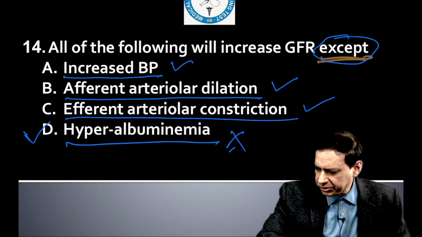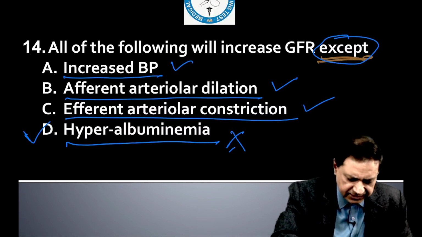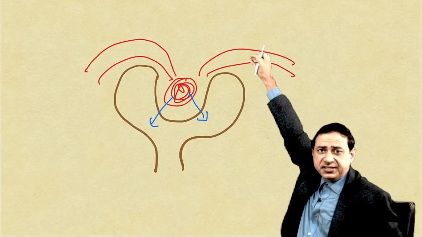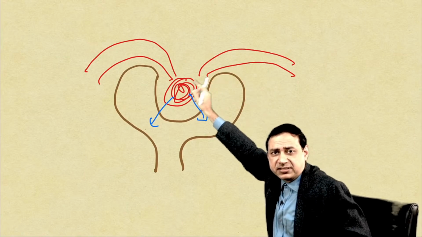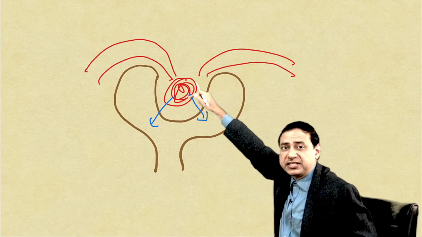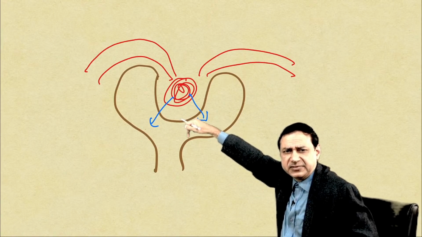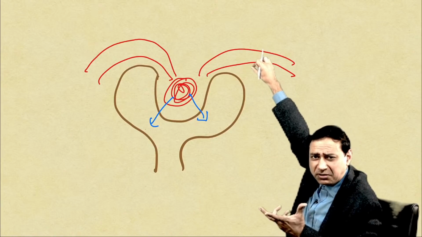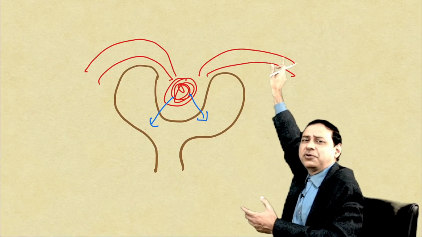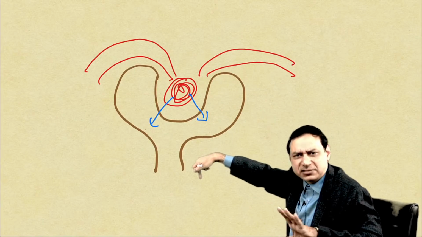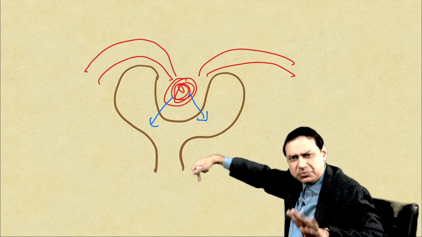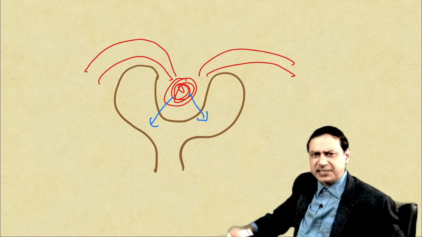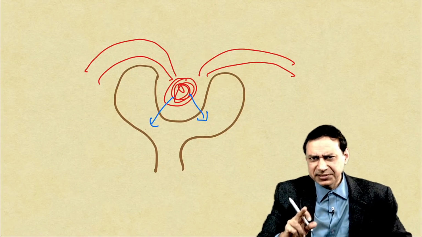Efferent arteriolar constriction increases GFR. If this is constricted, there is more pressure, since this is the outflow. So with more pressure, GFR is increased in the initial stage. In the later part, when this is constricted more, the total blood flow decreases, and ultimately GFR starts falling. That is true. But in the initial stage, which is physiological, the GFR is actually increased.